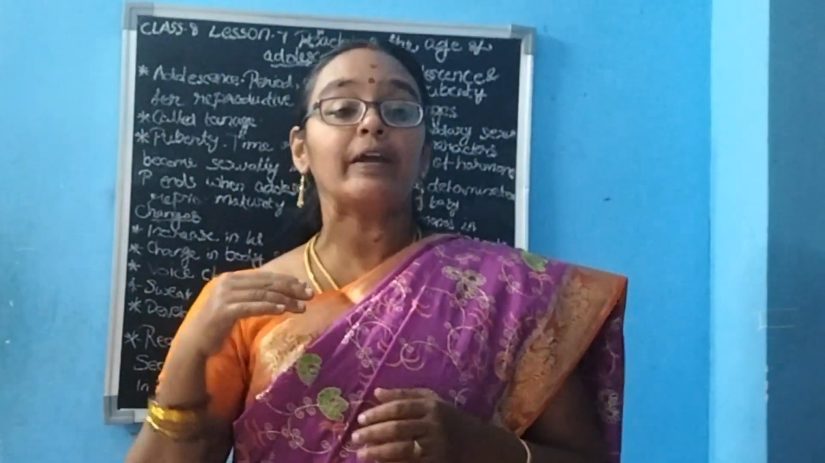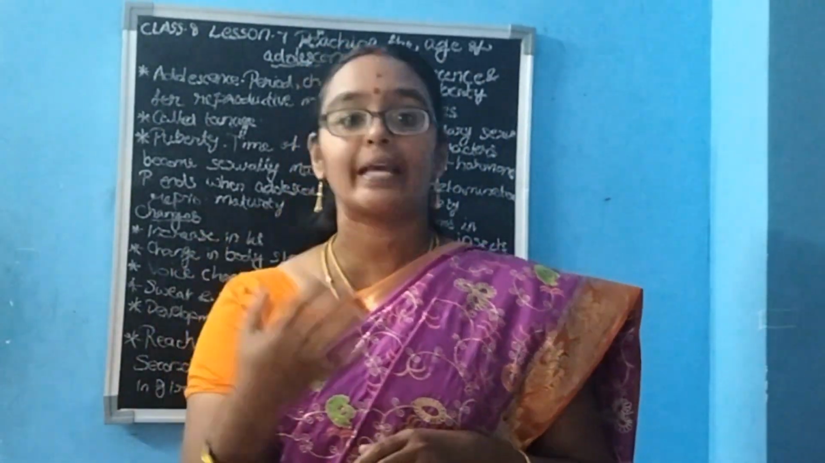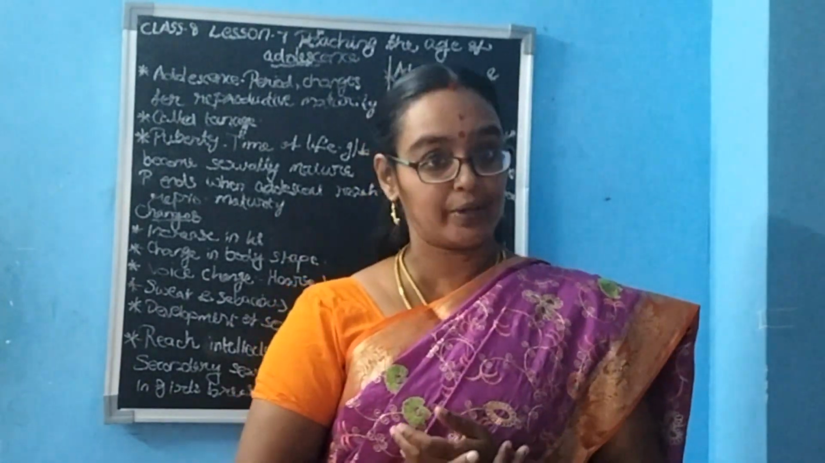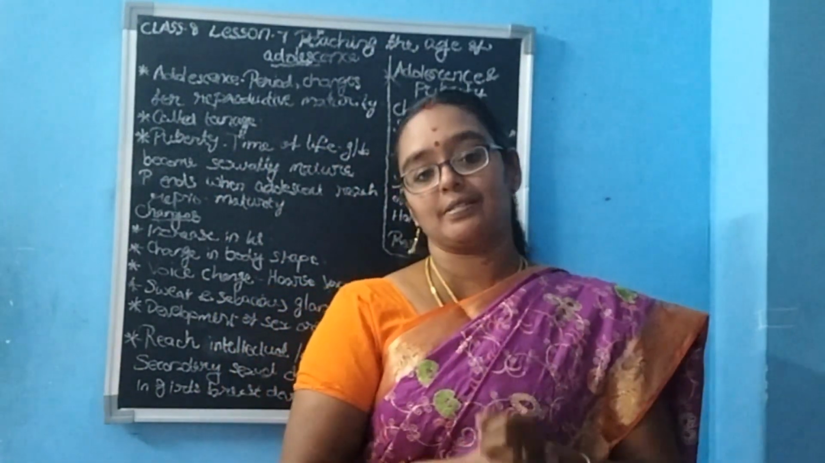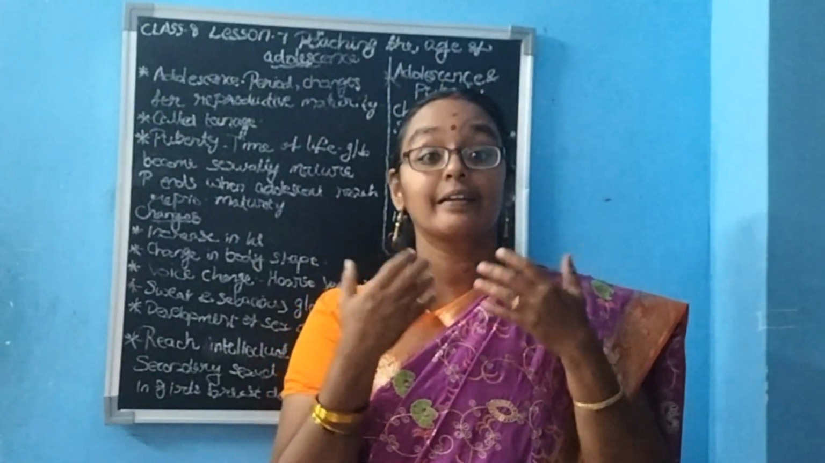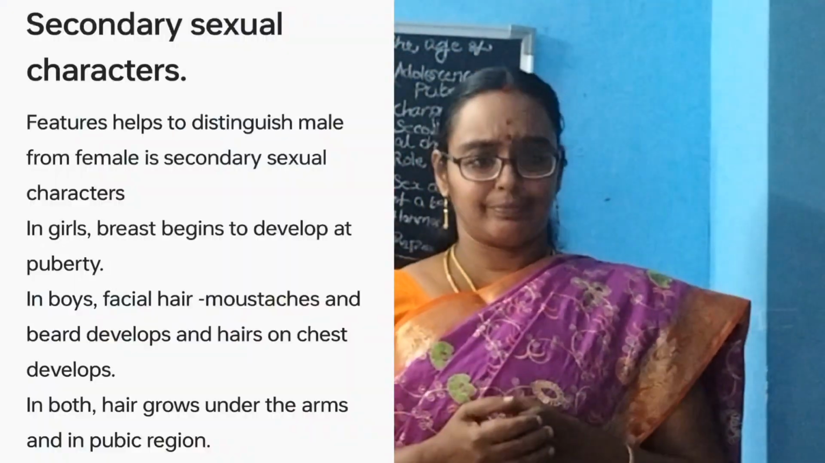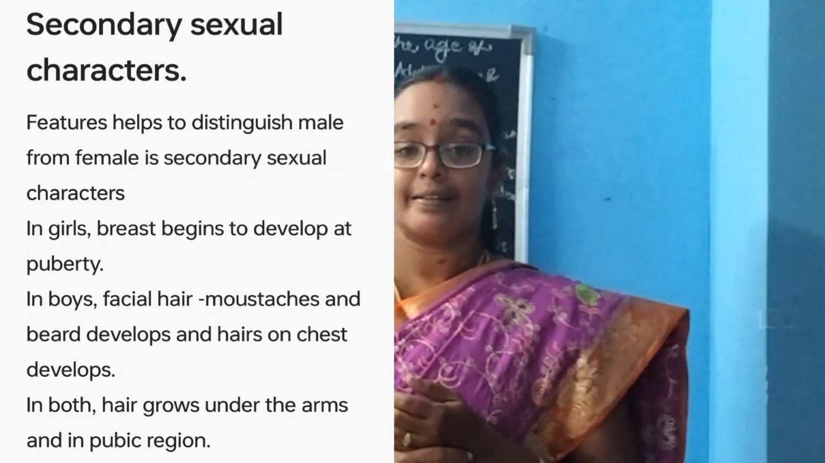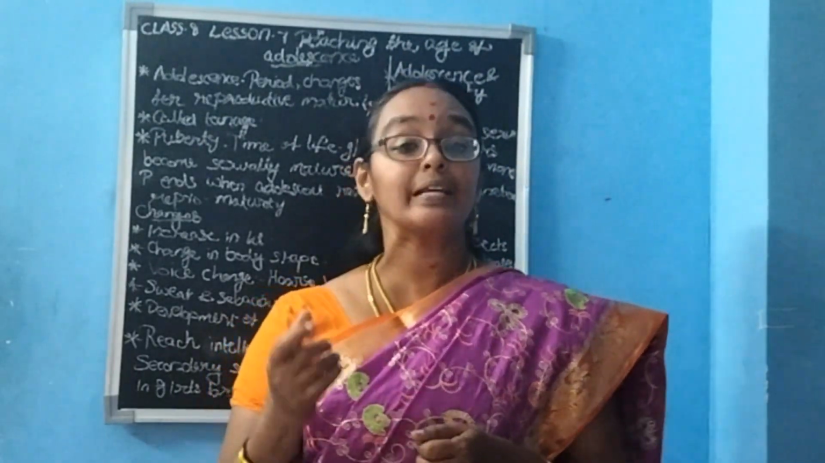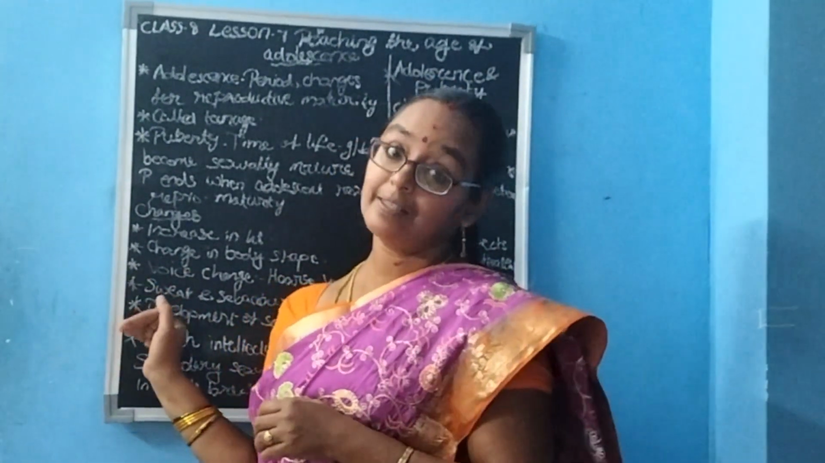Okay. Then we have to go through the secondary sexual characters. As I told you, secondary sexual characters are the characters which can be seen visibly. For the boys, facial hair can be seen, isn't it? To say, mustache and beard will start growing. And for girls, there will be growth of the breast, that is, by that time the breasts will be growing more. And for boys and girls, underarm hair will grow. In the pubic region, hair will grow. All these are the secondary sexual characters which can be seen during this puberty time.